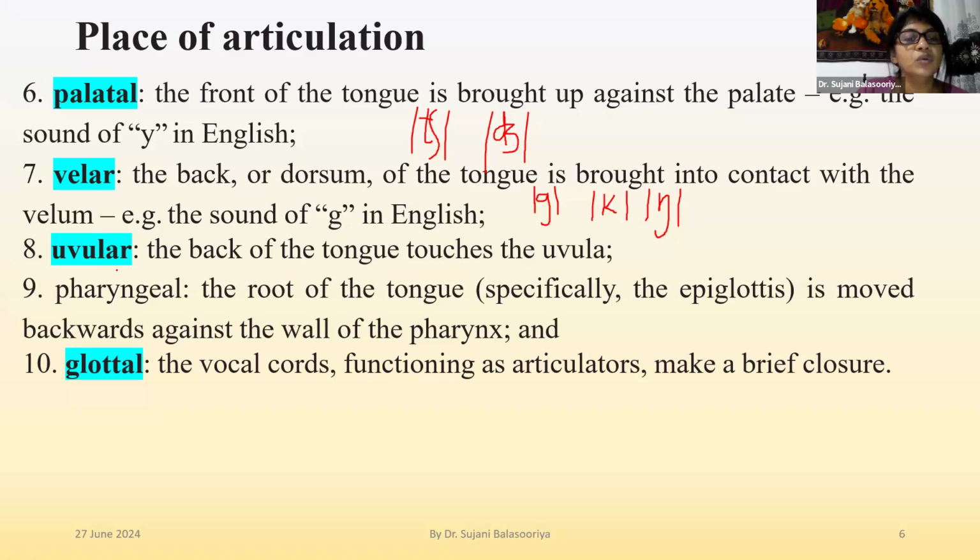Uvula. Now you know uvula is the particular organ that is hanging down after the soft palate, right? Have you seen your uvula? Did you or have you ever seen your uvula so far?